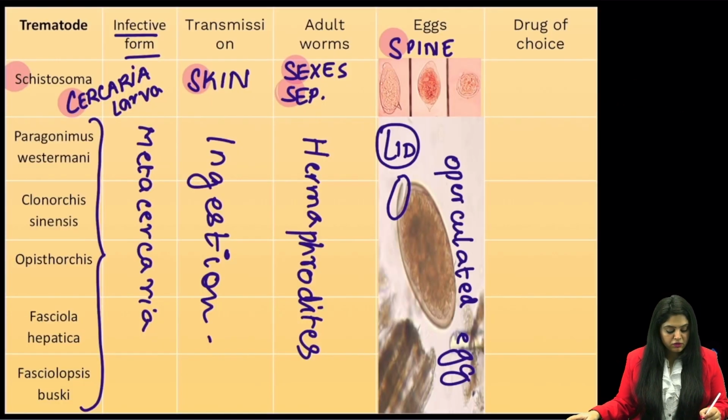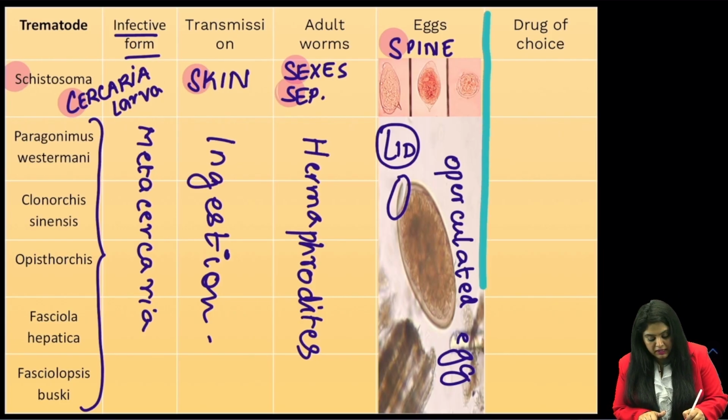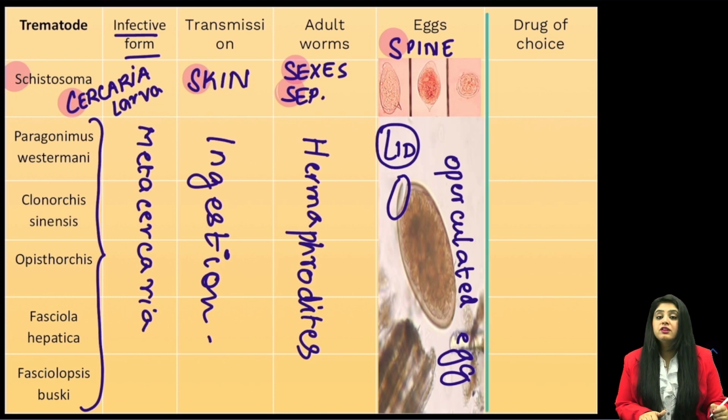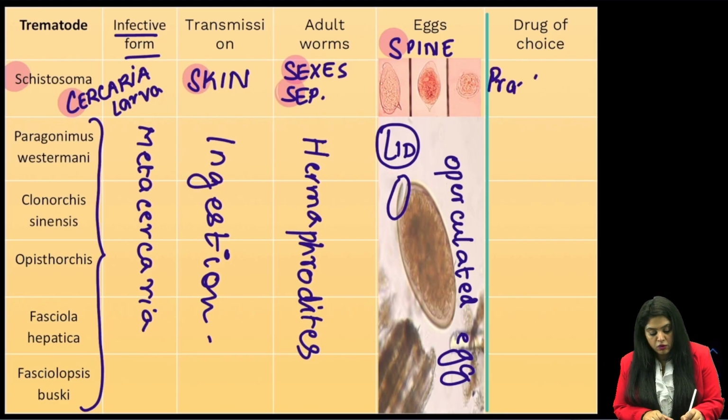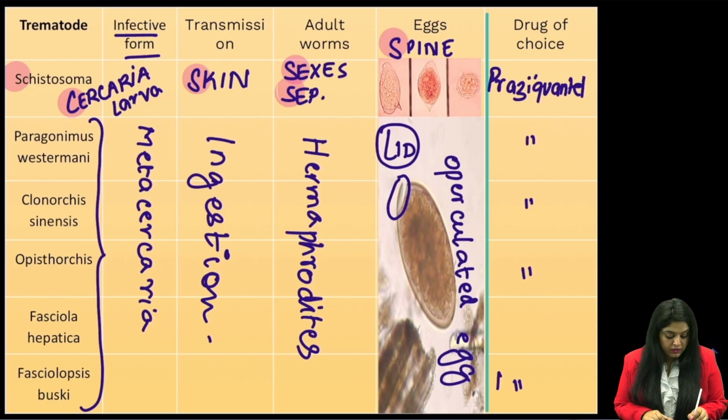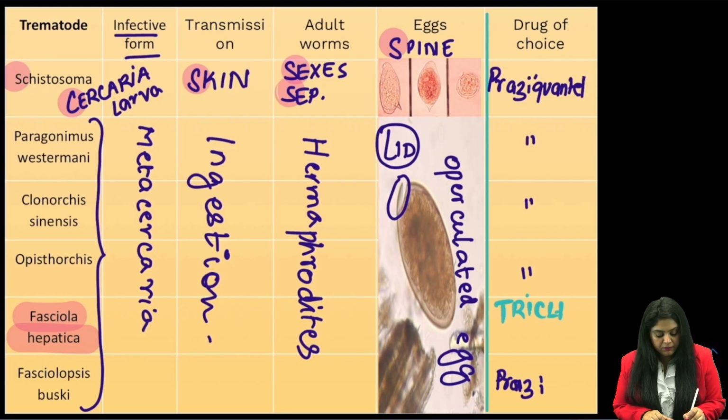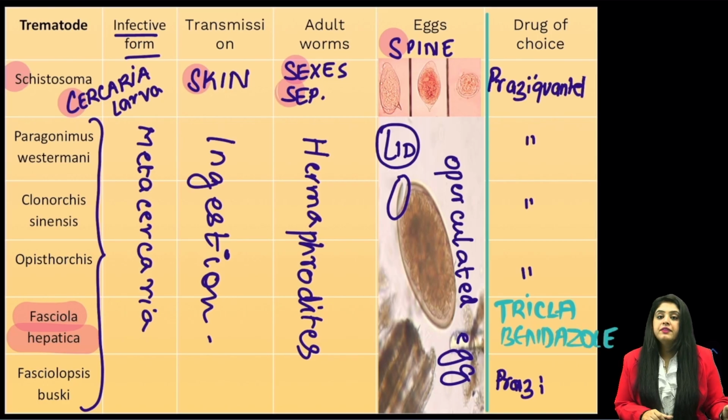Finally, your table is done, because now I'm going to tell you the drug of choice. Over here, finally, this monopoly that Schistosoma had created of SSS is going to end, because for all of them the drug of choice is going to be praziquantel. Yes, for each one of them, it's praziquantel. But for Fasciola hepatica, it is triclabendazole. I hope that is okay with everyone.